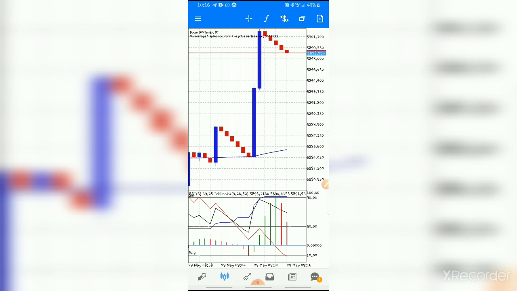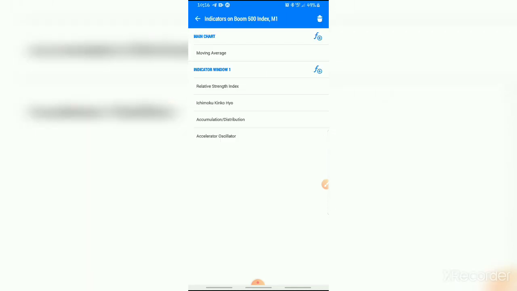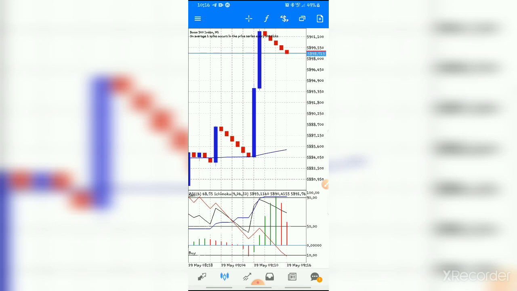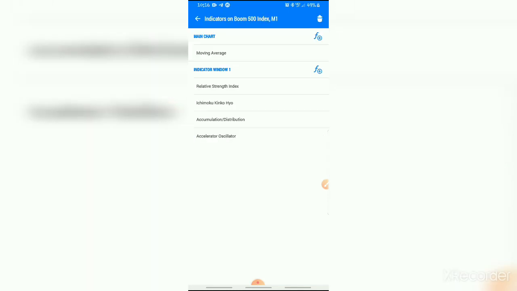So what you need to do, we are majorly using about 4 or 5 indicators. You can see by clicking on this F at the top here, which is the sign for the indicators. So these are the indicators we'll be needing. We need moving average on the main chart, then we need relative strength index, which is RSI, on the indicator window 1, and Ichimoku and accumulation distribution, also accelerator oscillator. So you can go back and check the previous slide. You will see I already put the screenshot there.